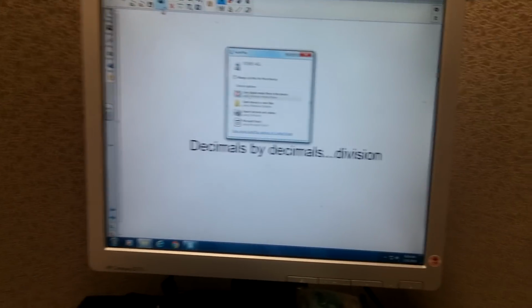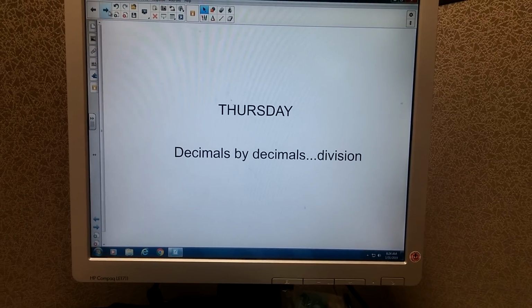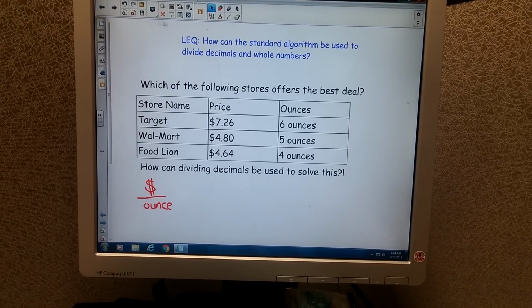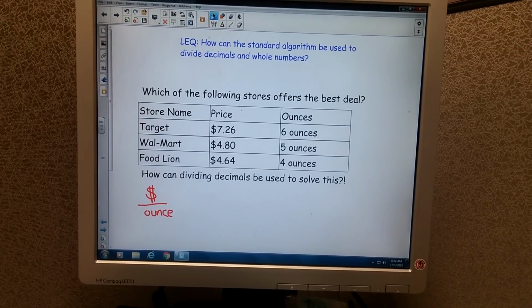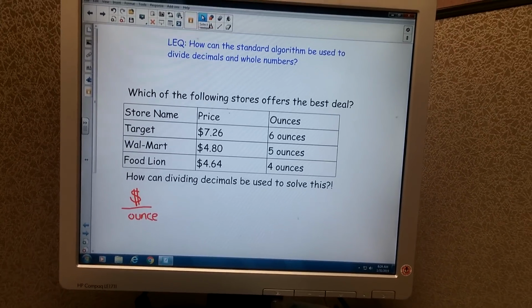Today's Thursday. It's the last day that we are going to be working on the division independent study, and today we're doing decimals by decimals. Alright, so first question here, to quickly review from yesterday, says which of the following stores offers the best deal?